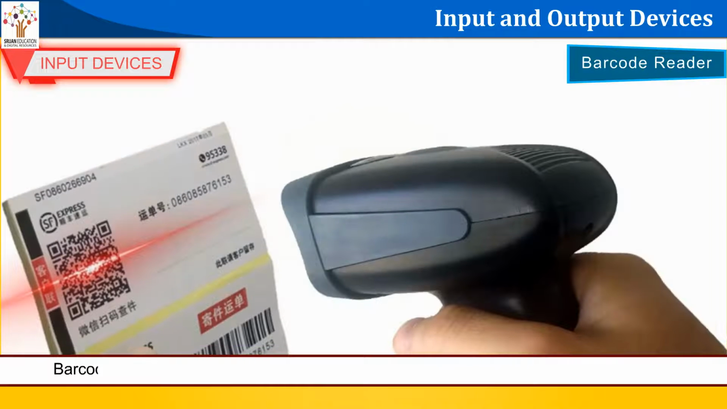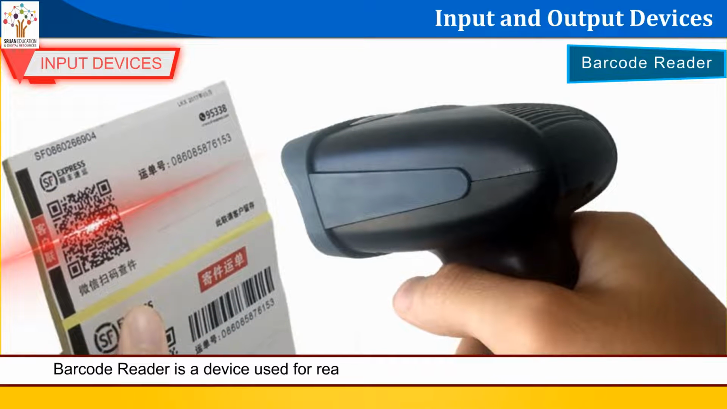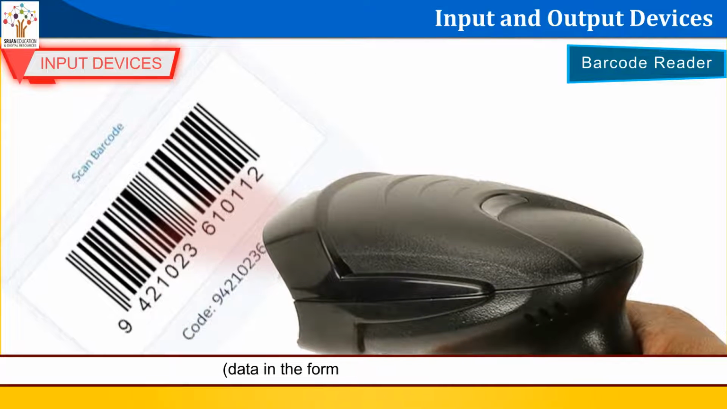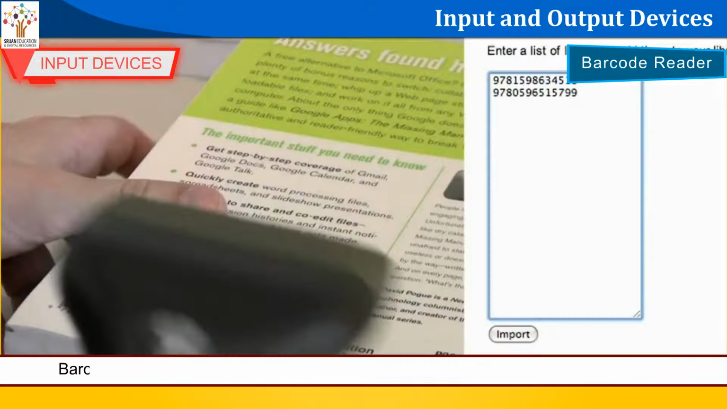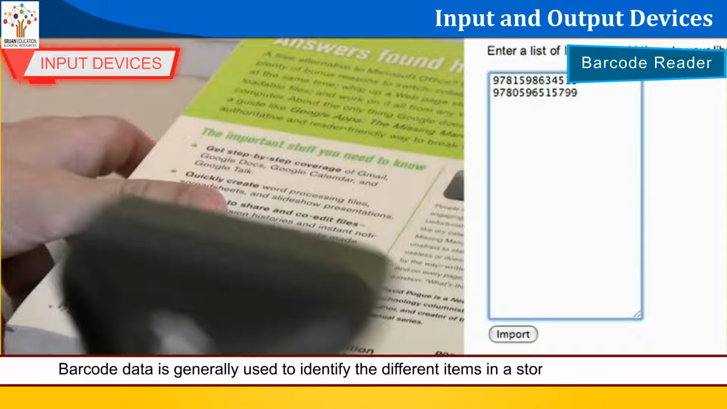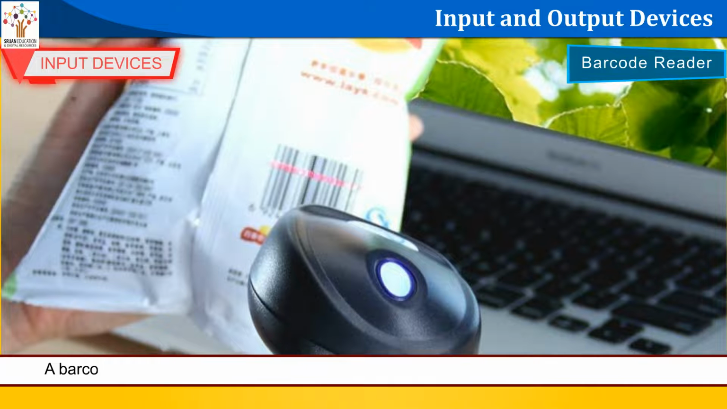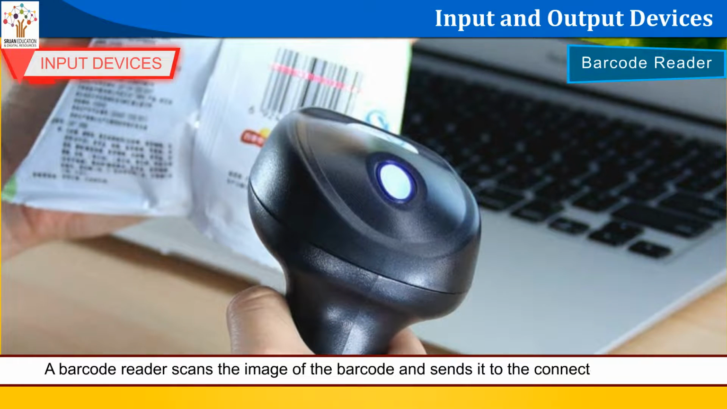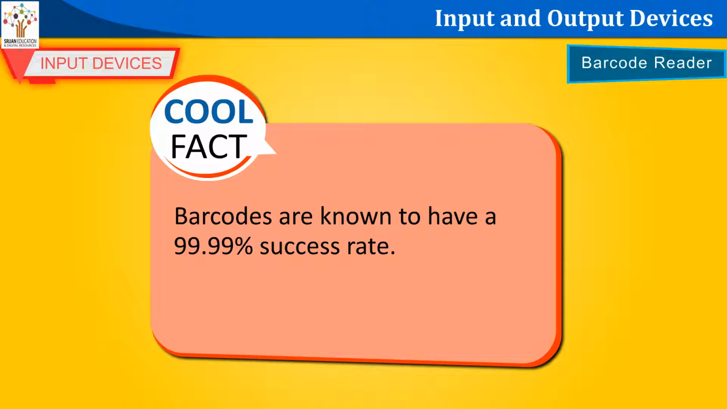Barcode Reader. Barcode Reader is a device used for reading information or data contained in a barcode, data in the form of light and dark lines. Barcode data is generally used to identify the different items in a store or supermarket. A barcode reader scans the image of the barcode and sends it to the connected computer. Cool fact: barcodes are known to have a 99.99% success rate.